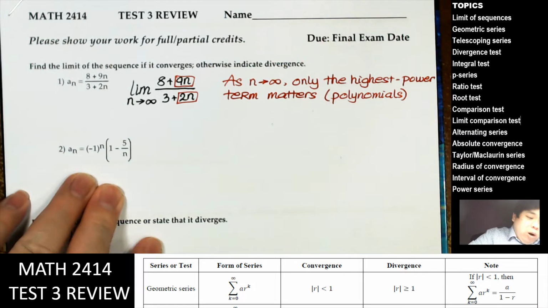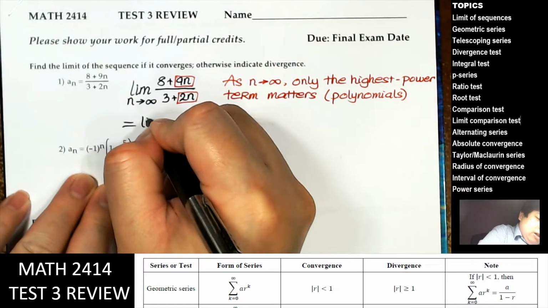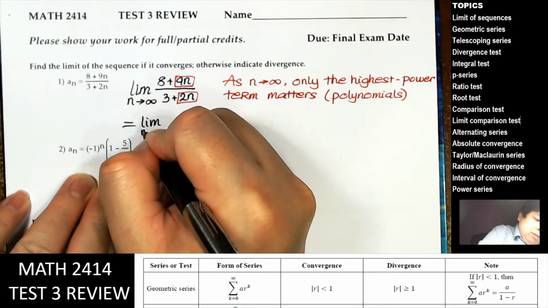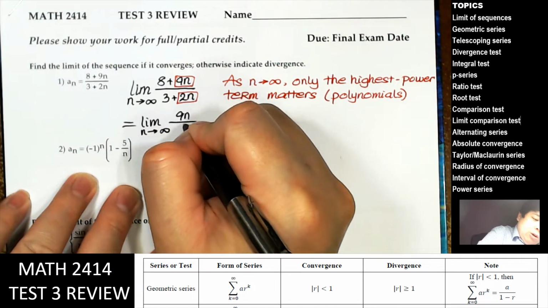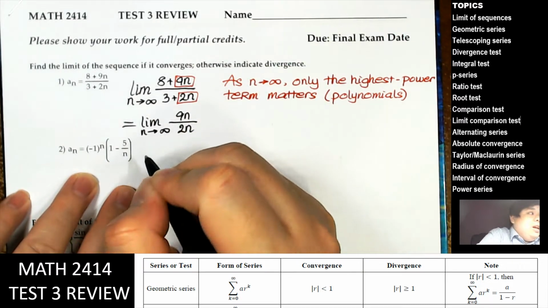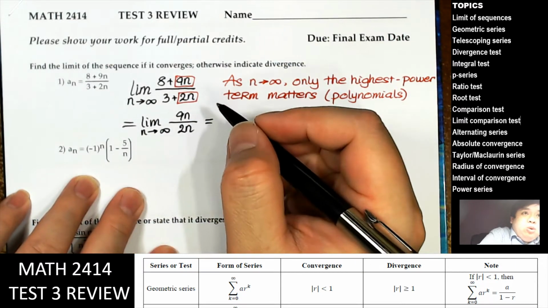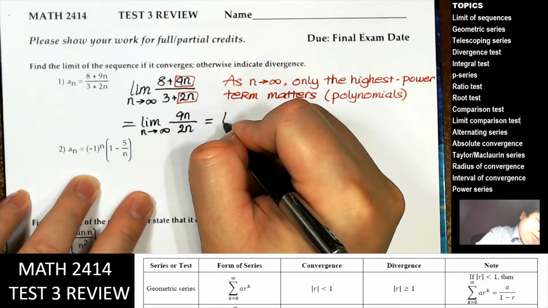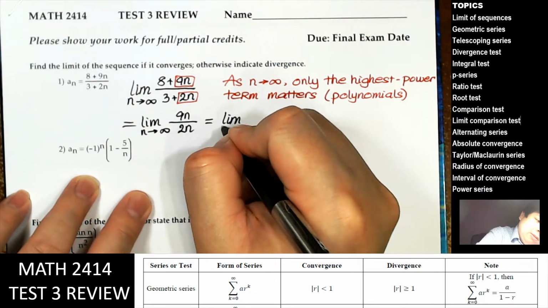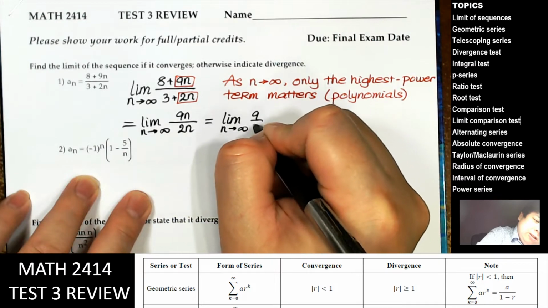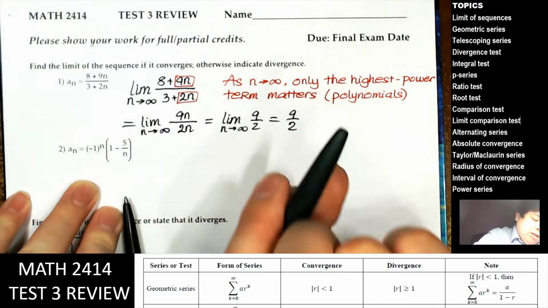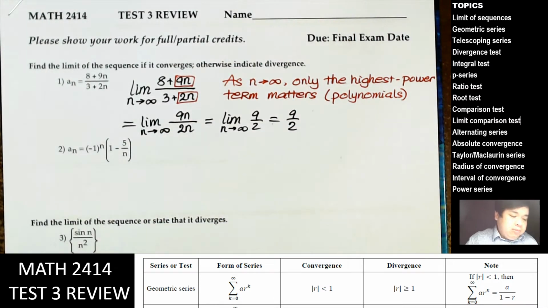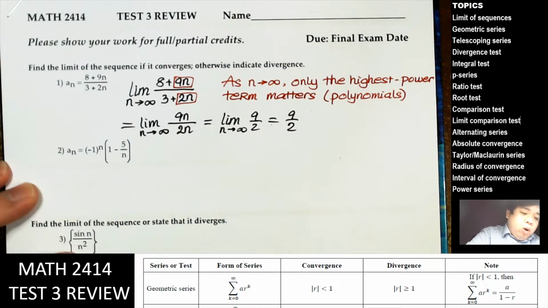we only have 9n over 2n, and the n cancels out. This is just equal to 9/2. Of course, that's just 9 over 2. The n cancels out. Right, so that's the first one. Pretty straightforward. Right, next one we do the same thing.